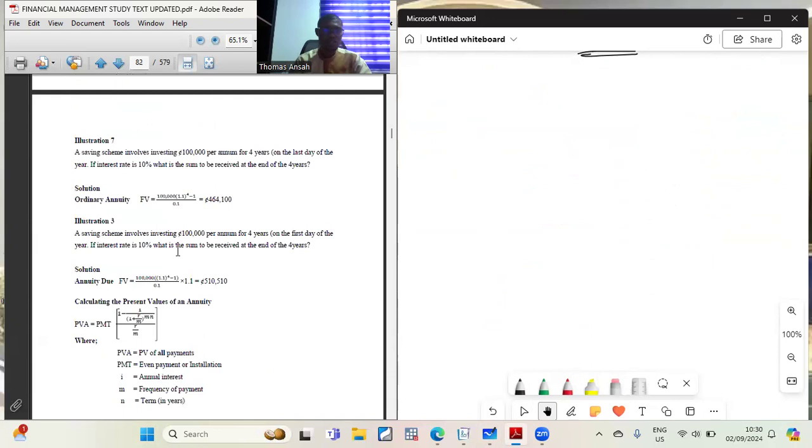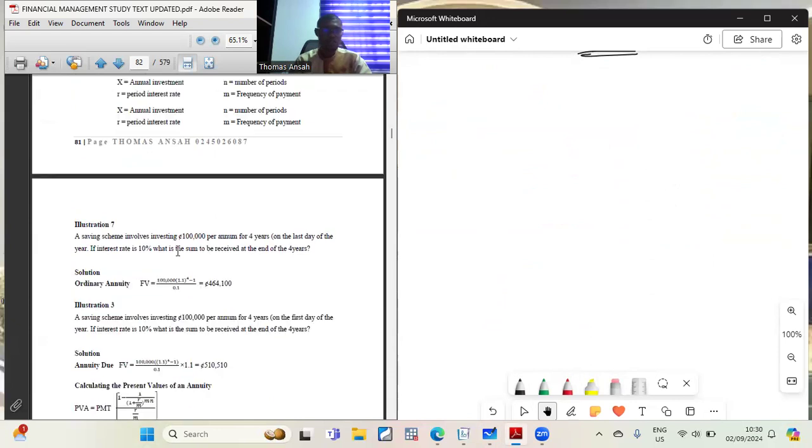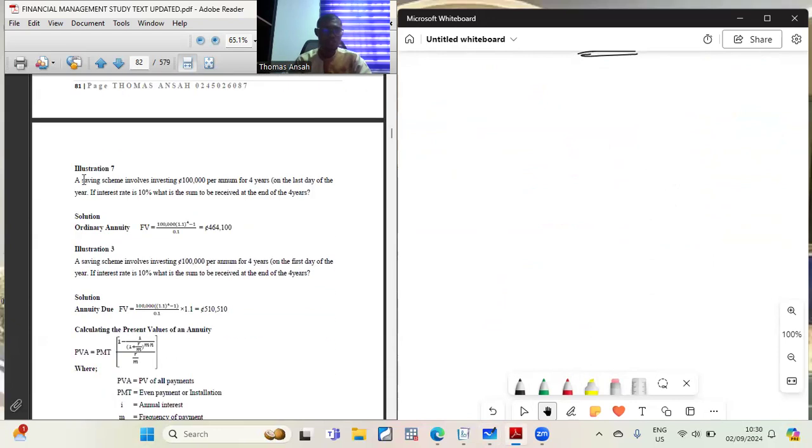So let's look at this question. You can do this on your own because it's very easy, like the 500 cedis example that I have done. So you look at the savings, you are investing 100,000 per annum. So this one, it means it's compounding once a year for 4 years. So that is your 4.